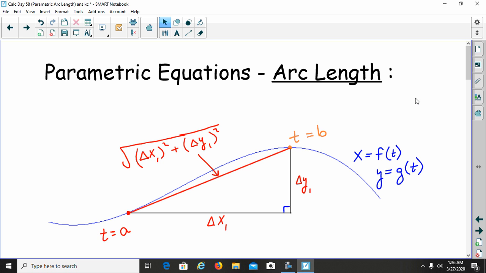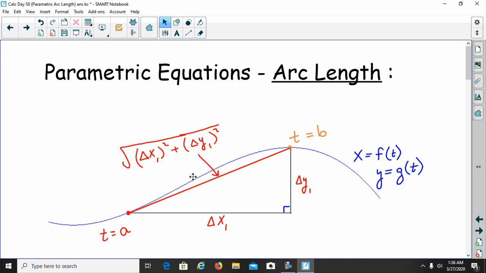In order to understand where the formula for arc length comes from, consider this blue curve. Let's let it be defined parametrically as x equals f of t, y equals g of t, and say we are interested in finding the length of the arc from t equals a to t equals b along this blue curve.